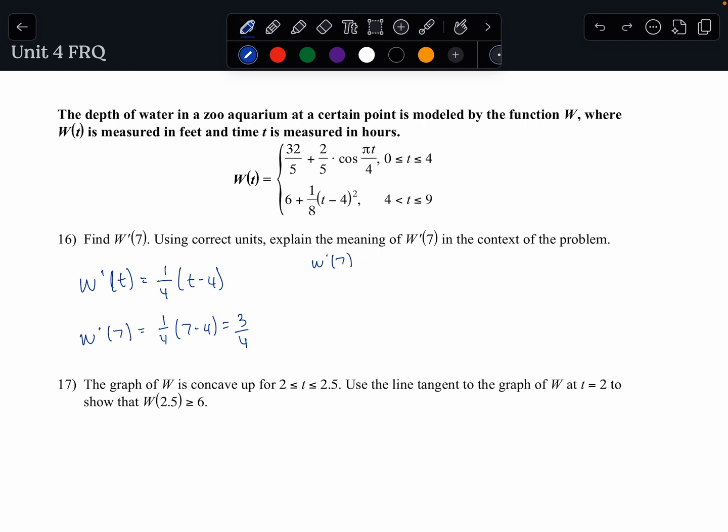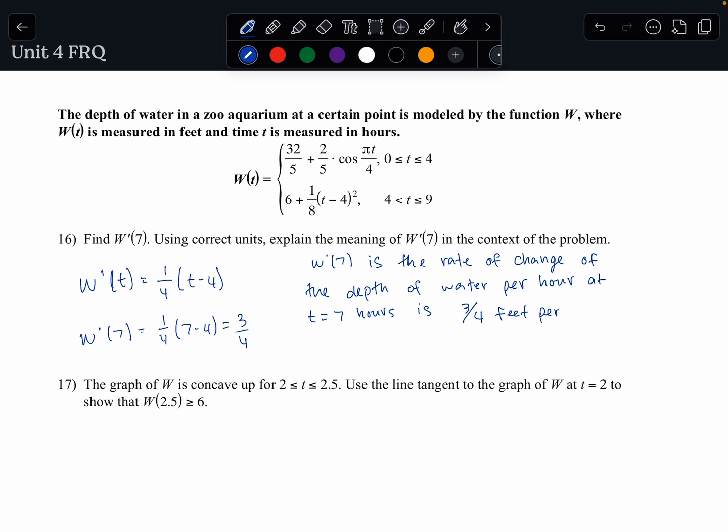I'll say W prime of 7 is, we can say the rate of change of the depth of water per hour at t equals 7 hours is 3/4 feet. Is it feet that we're being measured in? Yeah, feet.